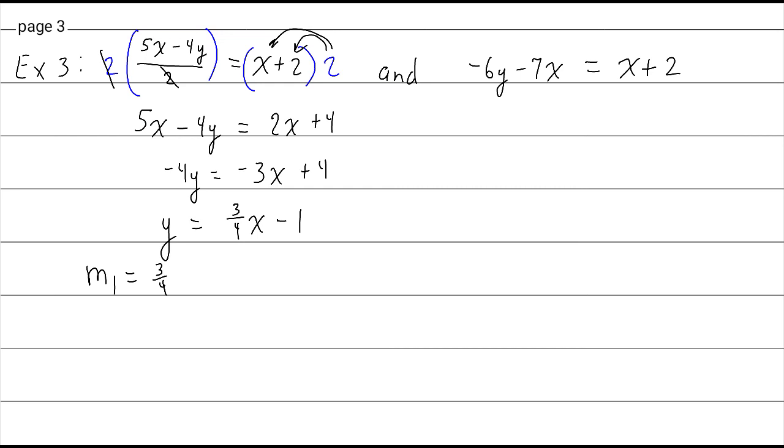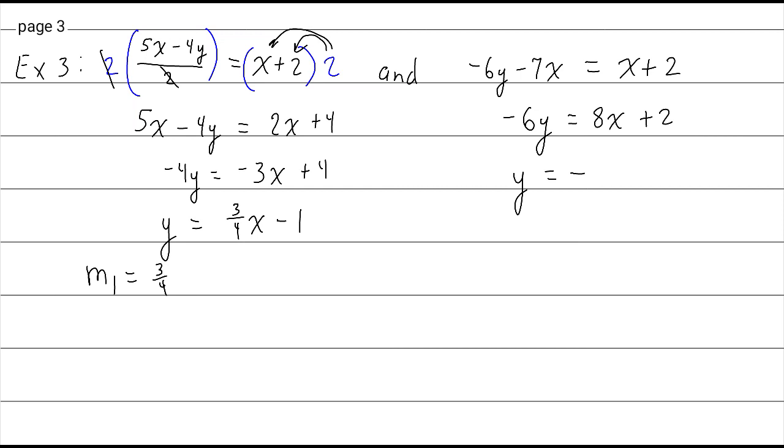If I add it to the left side, I have -6y, and the -7x cancels out. If I add 7x to the right side, that 7x adds to this 1x here to give me 8x plus 2. And then divide everything by -6. -6y divided by -6 is y. 8x divided by -6. Positive divided by negative is negative.